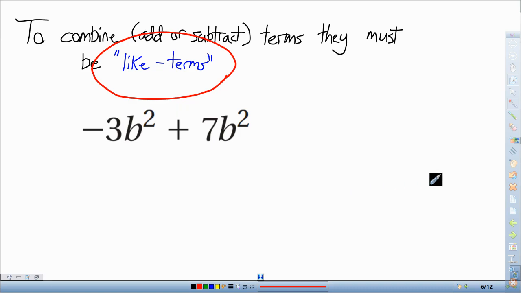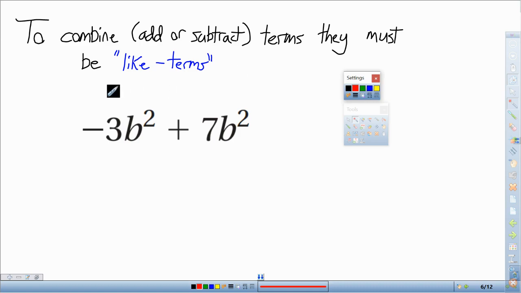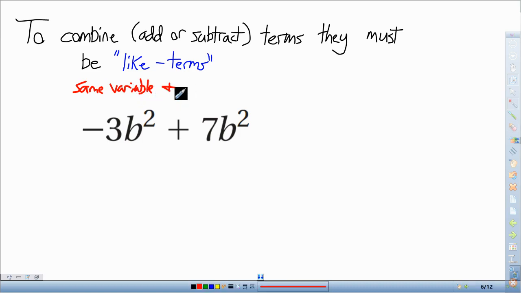Well, when is something a like term? Like terms have to have the same variable and the same exponent, which is not a bad idea to maybe add into your notes. So same variable and exponent.